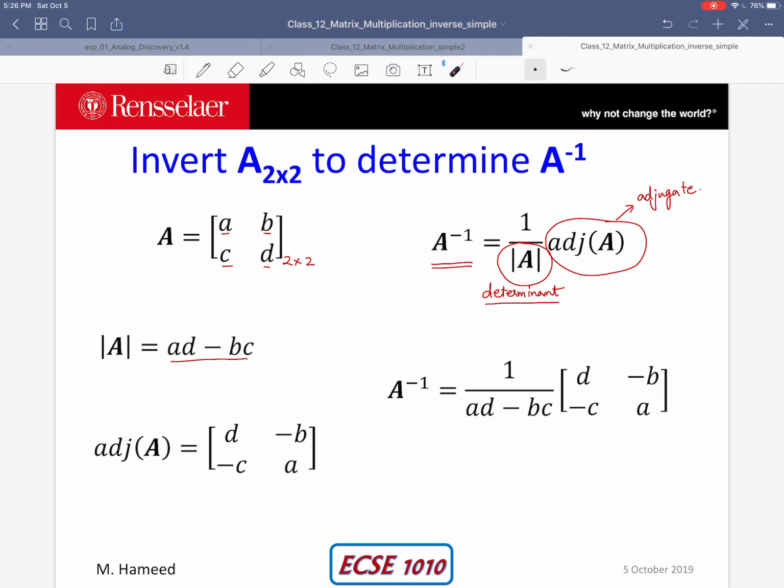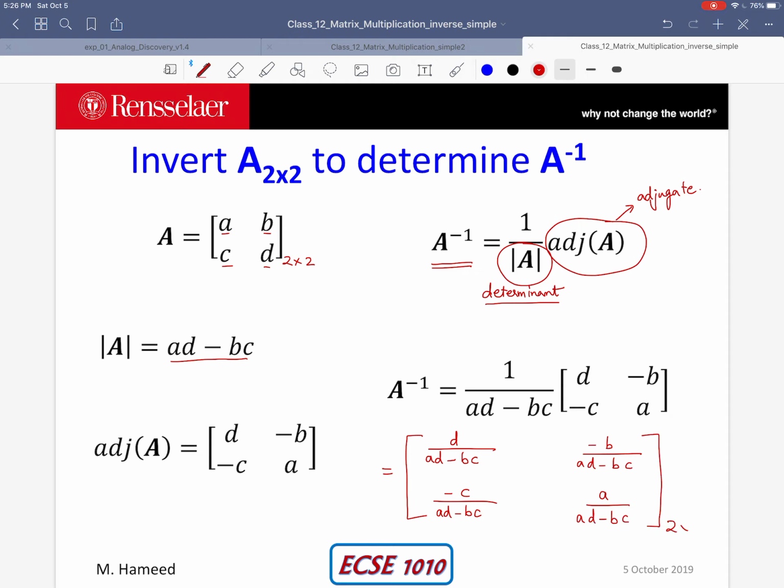Now if I put the determinant and the adjugate into the inverse calculation, then A inverse, given A is this matrix, is simply 1 over determinant of A, which is AD minus BC, followed by the adjugate of A, which is D, minus B, minus C, A. We could actually rewrite this as a matrix with 4 elements, the first element being D divided by AD minus BC, second element being negative B divided by AD minus BC, third element being negative C divided by AD minus BC, and the last element being A divided by AD minus BC. So this is in fact a 2 by 2 matrix.